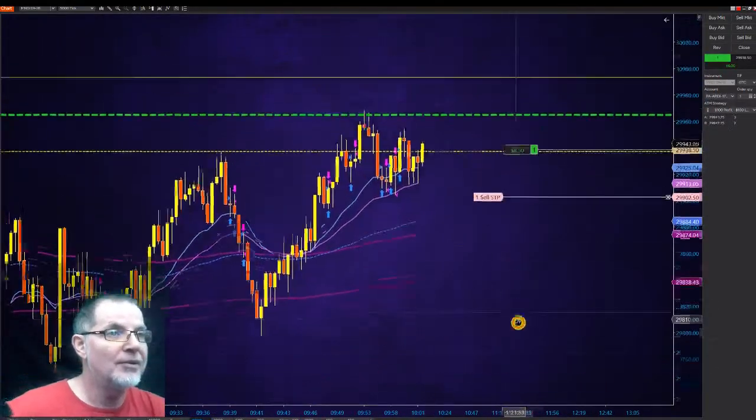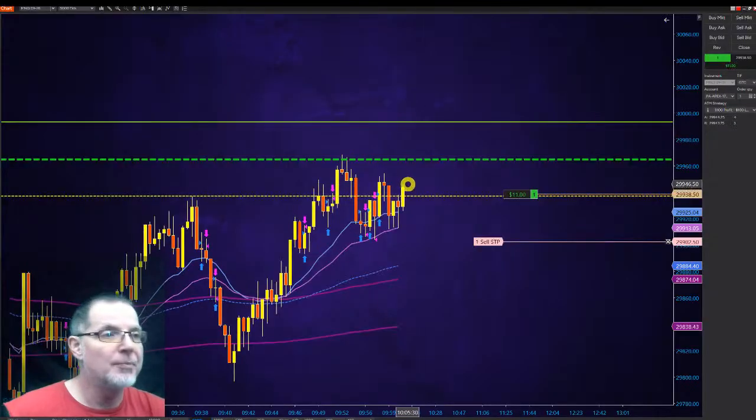This looks a lot better on this side. 5,000 tick chart's much better looking.